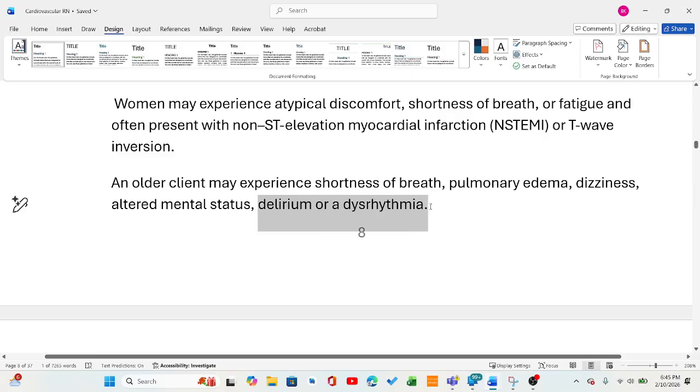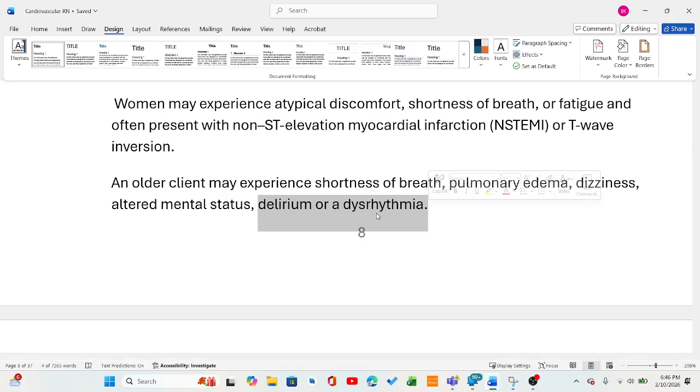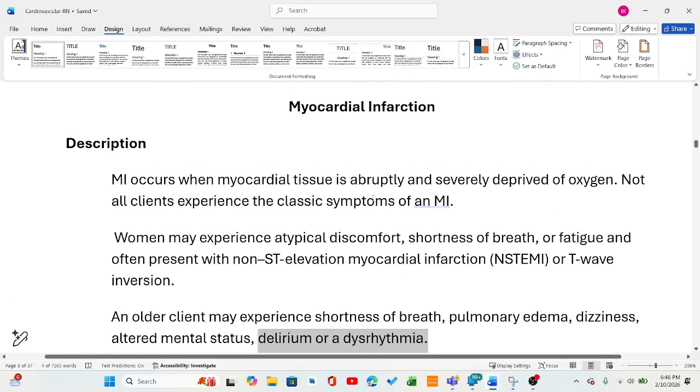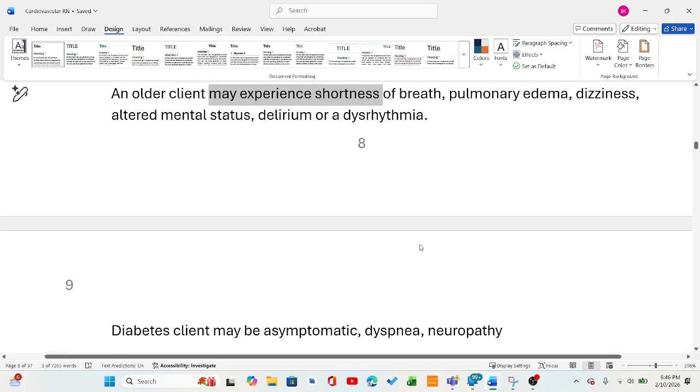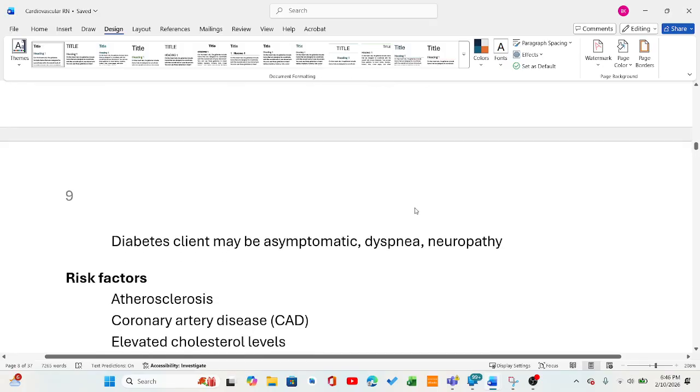So when a patient comes in, especially an older client, and the doctor decides to order troponin levels, you should understand that. You might say, this person is not complaining of chest pain, how come you are asking me to check the troponin levels? With older clients, like I said, they may not experience the normal chest pain, but they will be experiencing shortness of breath, dizziness, and altered mental status. So the doctor will order that. When they are also having delirium, it might also tell us that the person is having a myocardial infarction.